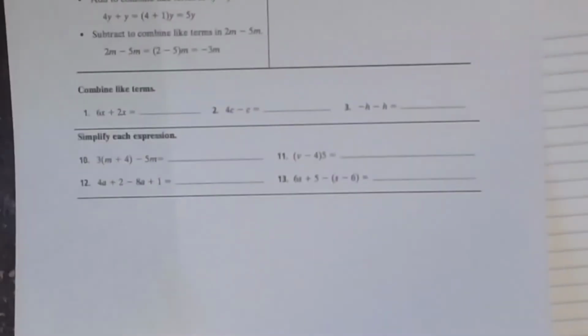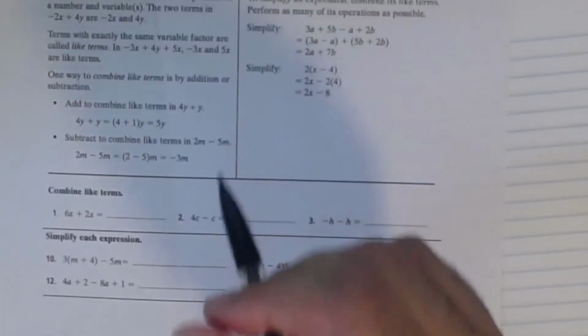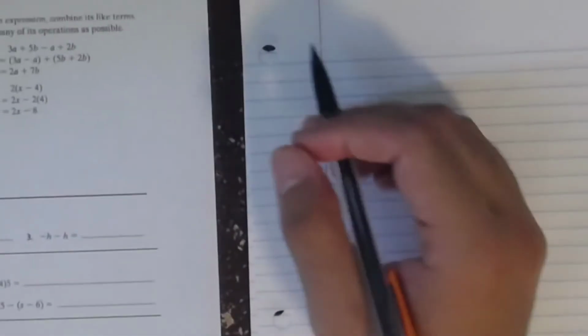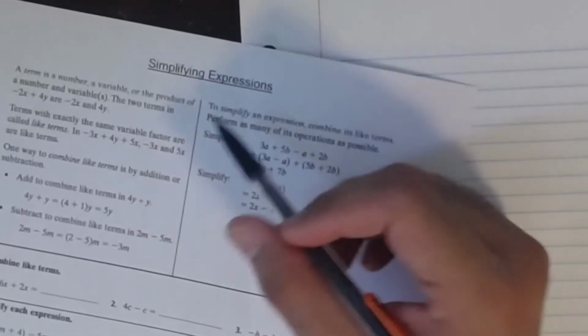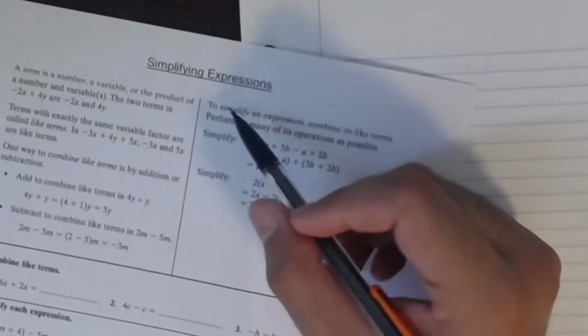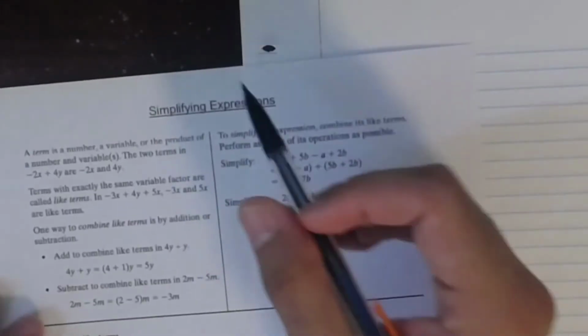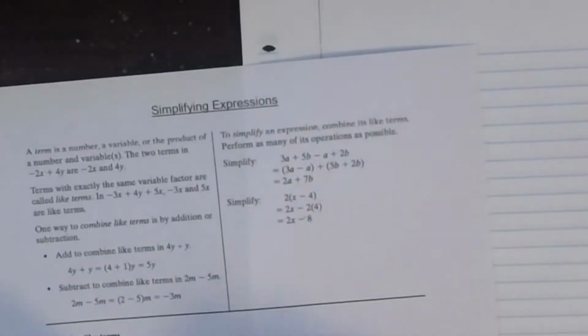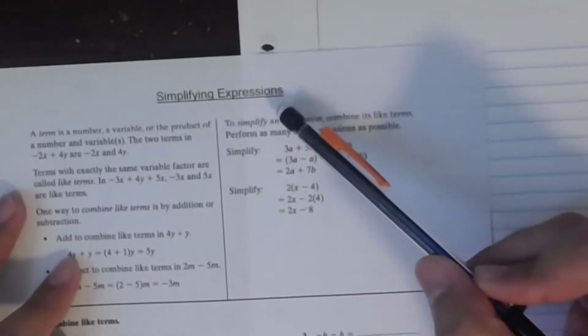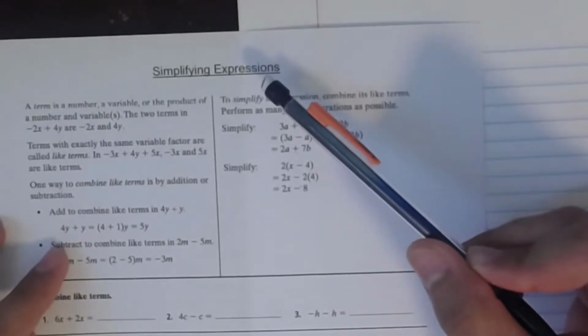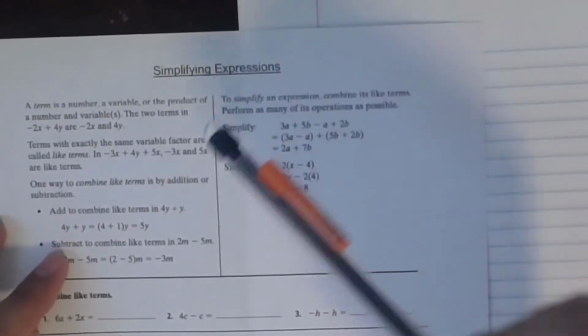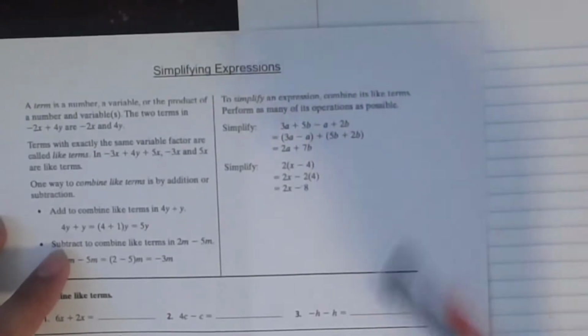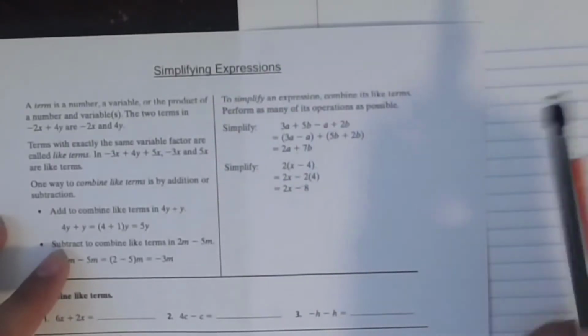Combining like terms. Simplifying expressions. I'm not sure if I said equations or expressions. Expressions. Let me just explain what expressions are. Expressions are basically anything mathematical that does not have an equal sign. That's the simplest way I could explain it.